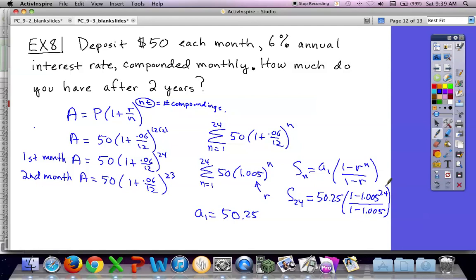And that I can put in the calculator. And I did it wrong. $50.25 times 1 minus 1.005 raised to the 24th, get out of the exponent, end parentheses, divided, start parentheses, 1 minus 1.005. And it looks like it is $1,277.96.